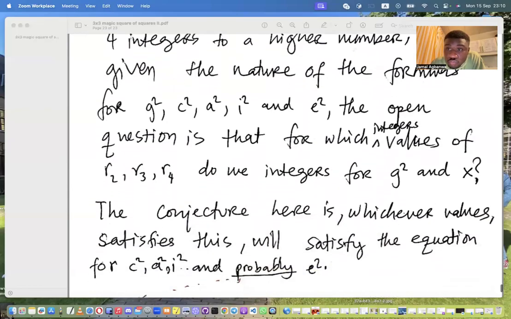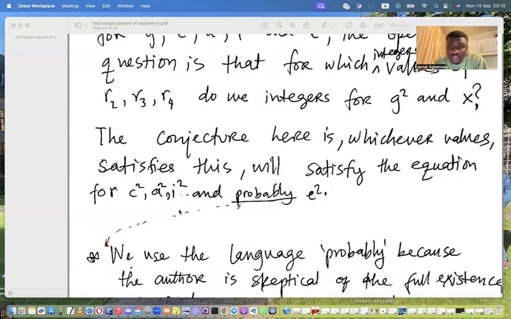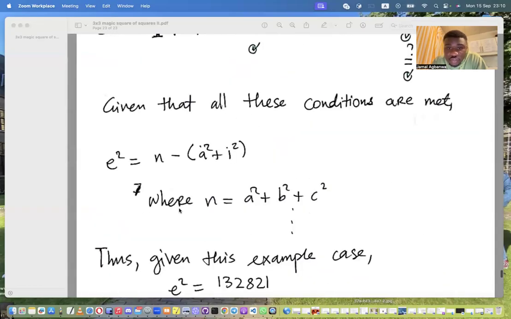So that's the goal, you know. And so everything came down to the conjecture here that whichever value satisfies this will satisfy the equation for c squared, like I said, a squared, I squared, and probably e squared, but there's a popular belief that we do not have a full 3 by 3 magic square of squares, you know. And so right now I can only push the boundary to see how far we can go with this problem. And so I think this brings us to the end of this video.